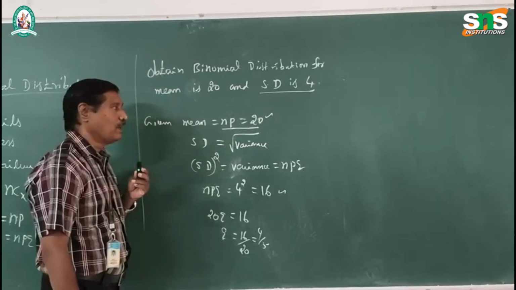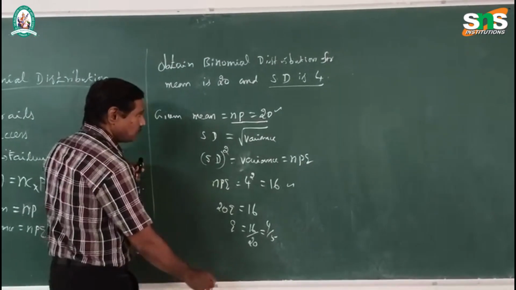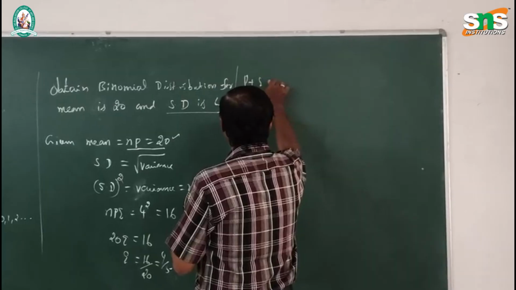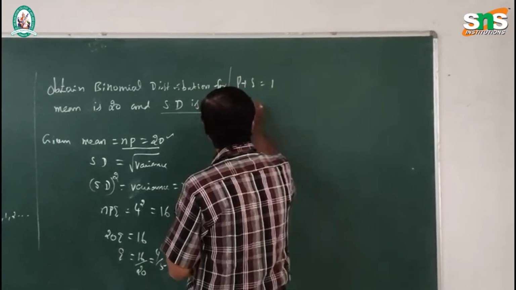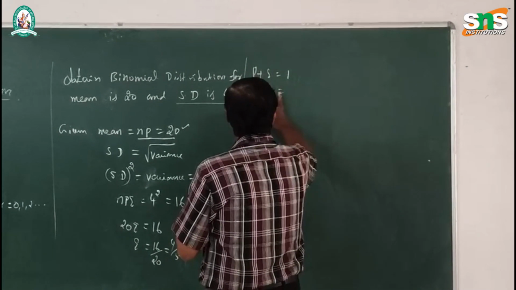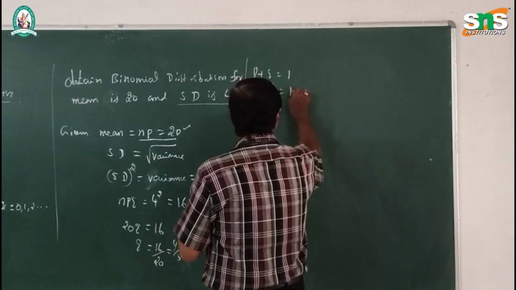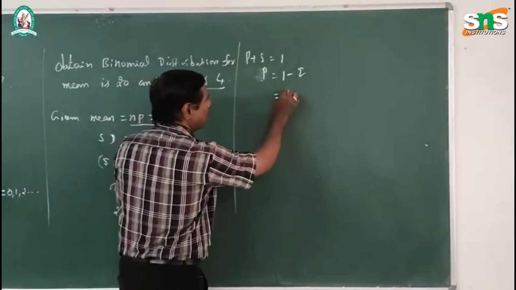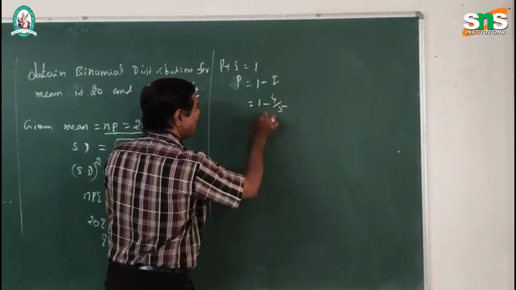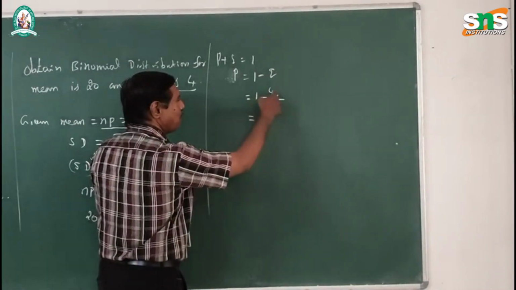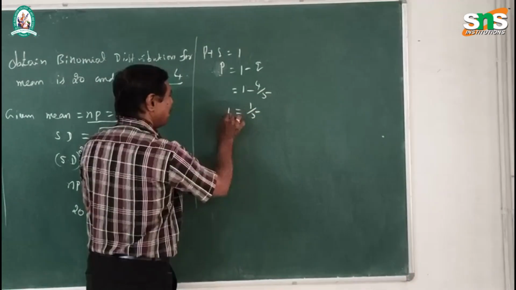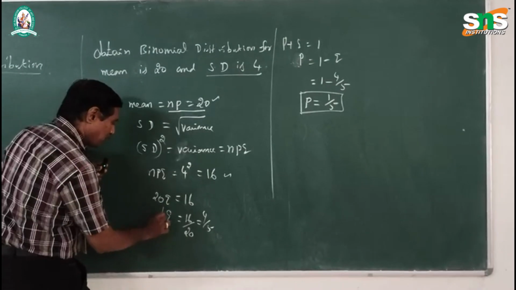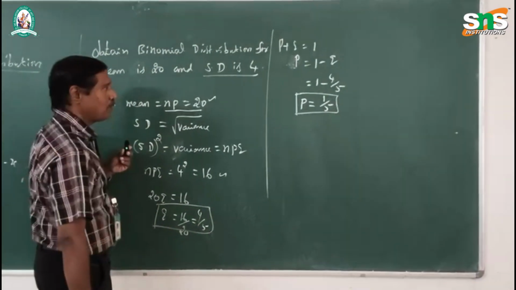That is the q value. Then we need p. The p value is calculated from p plus q is equal to 1. Already we have the q value, so p is 1 minus q, and q is 4 by 5. That is 1 minus 4 by 5, which is equal to 5 minus 4 by 5, that is 1 by 5. That is the p value. So here q is 4 by 5 and p is 1 by 5.